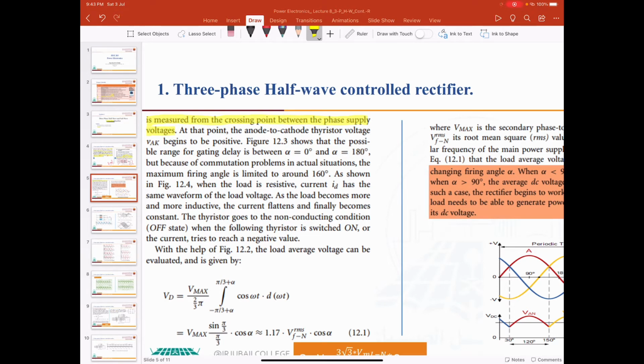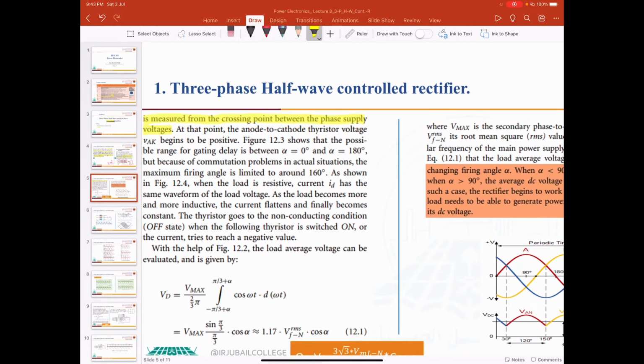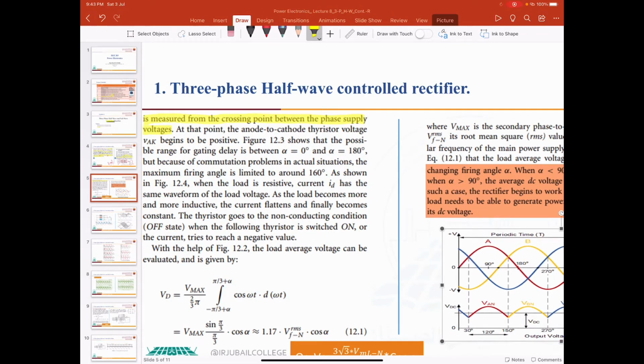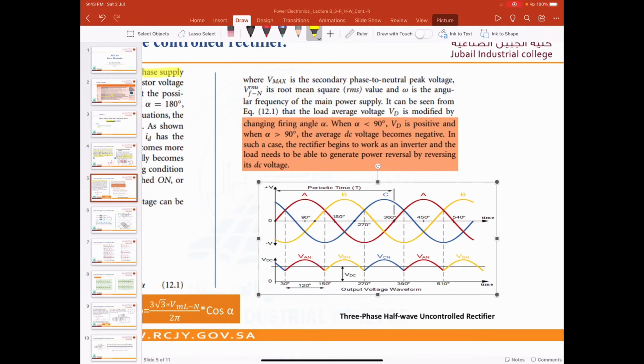Now here, on the right-hand side, this graph is used for the three-phase half-wave controlled and uncontrolled rectifier. As you can see here, this is line A, this is line B, and this is line C here. Okay, it will stop here, it will complete here.